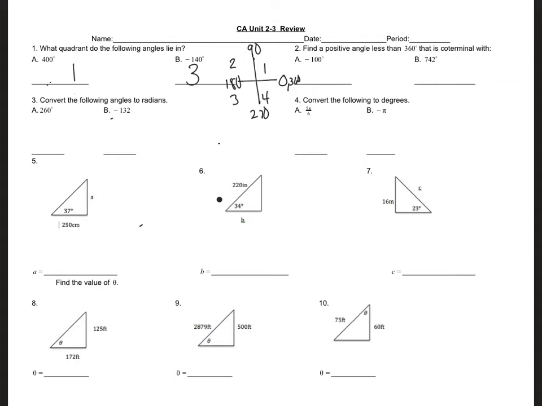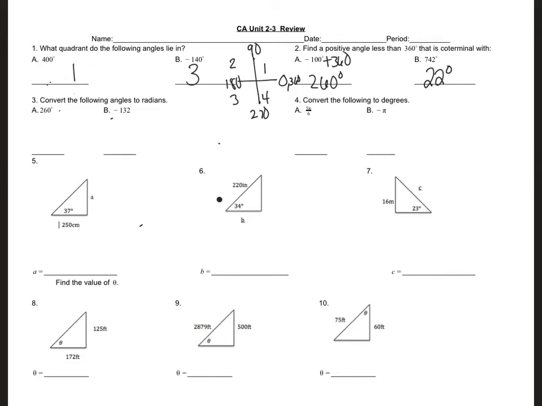Find a positive angle that is less than 360. So we're going to add 360 to this. So we get 260 degrees. And for 742, we're going to subtract 360 several times. And we get 22 degrees.